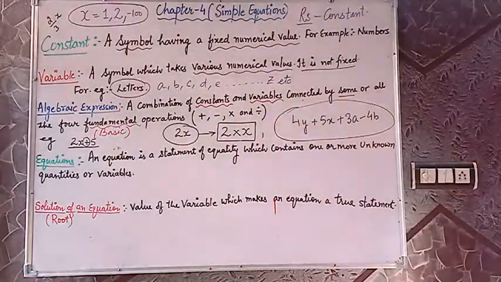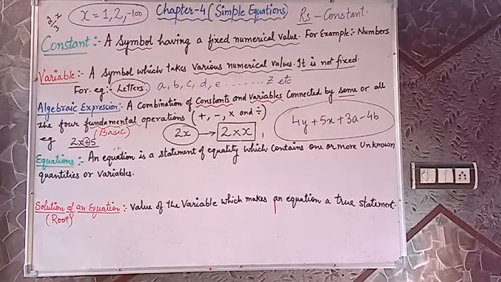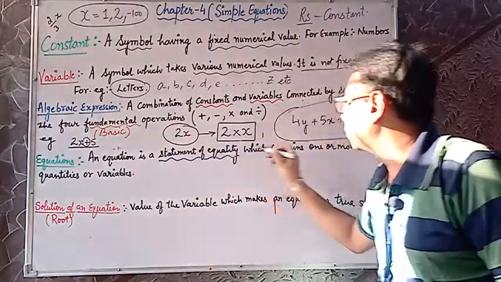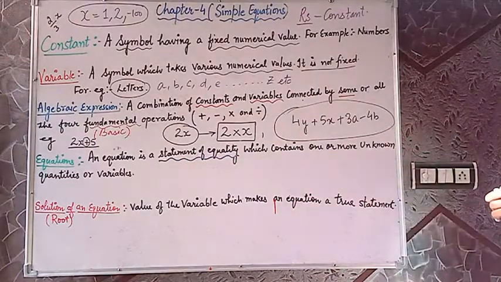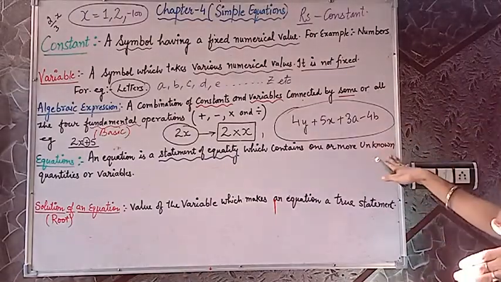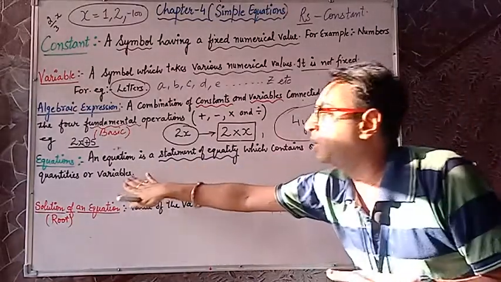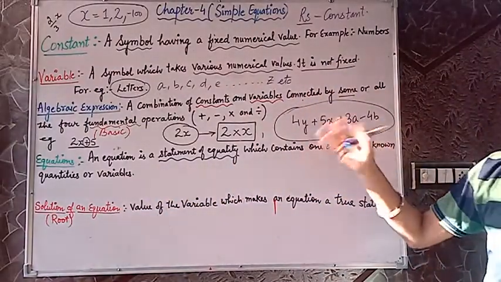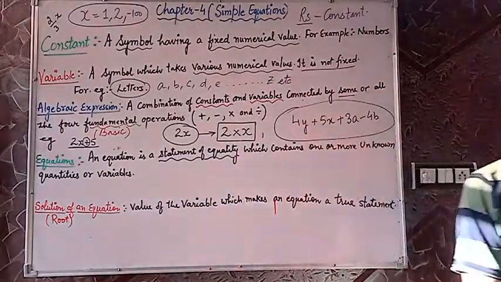Very important. Now an equation is a statement of equality. Statement of equality, it's a very heavy word for you to understand, but I will explain it to you. It contains one or more unknown quantities or variables. Again, it is repeating the definition of a variable, that they are unknown quantities. Okay. Now, statement of equality.